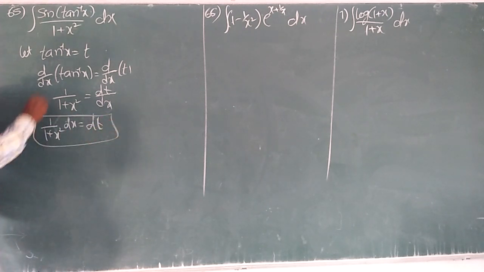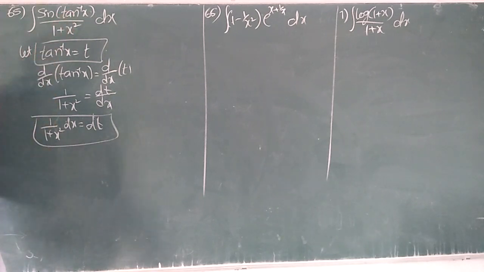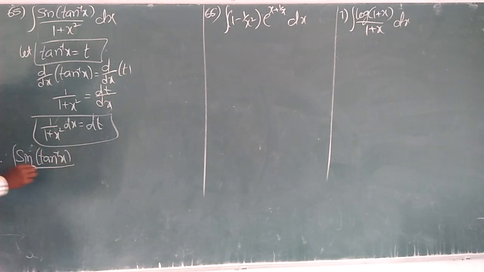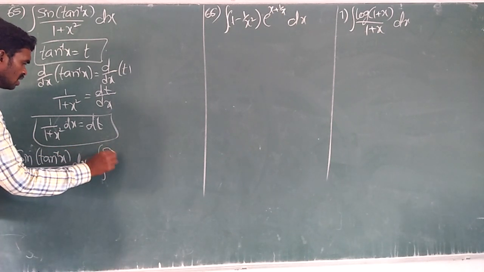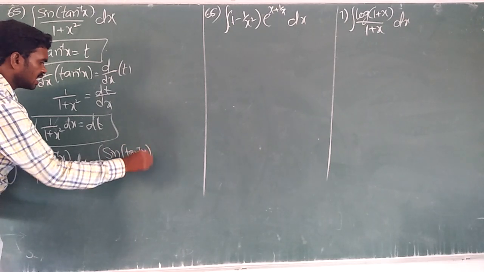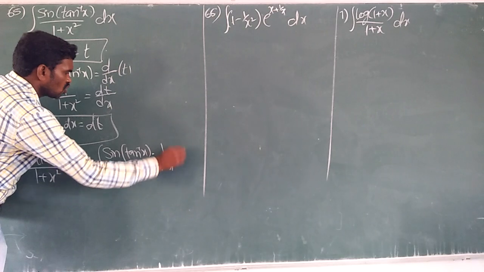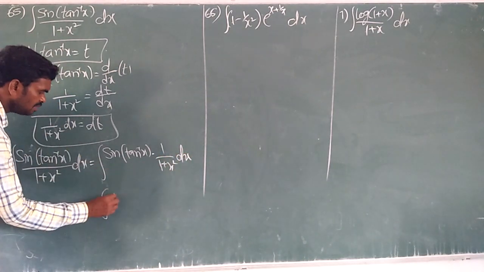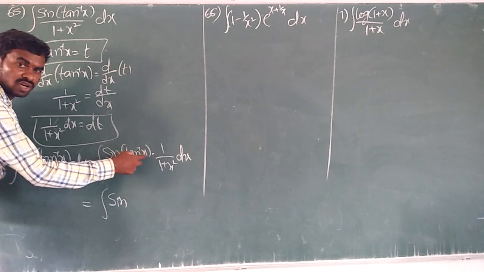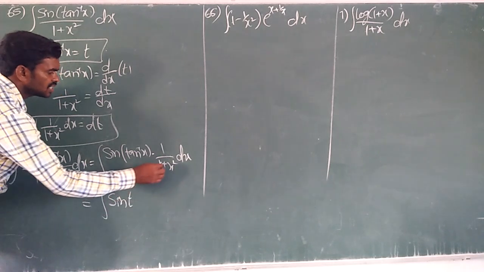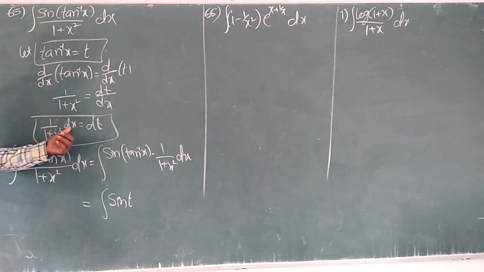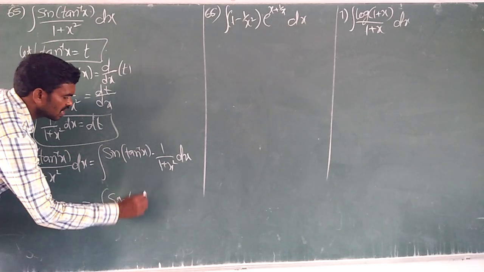So these two terms will be substituted in the given problem. Taking the given problem, integration of sin of tan inverse x by 1 plus x squared dx is written as integration of sin of tan inverse x into 1 by 1 plus x squared dx. Instead of tan inverse x, we can write t. So we get sin t, and instead of 1 by 1 plus x squared dx we can write dt. So it becomes simply integration of sin t.